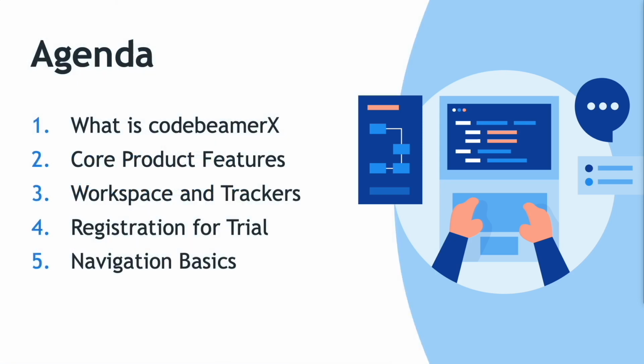And now, let's take a look at our agenda. First, I will explain what is Cobium Rack's and show its core product features. We will take a look at the workspace and trackers and register a trial account for Cobium Rack's. Once we created a new workspace, we look at the navigation basics, including the different views. And last but not least, we will do some administration exercises such as adding users and changing overall settings.